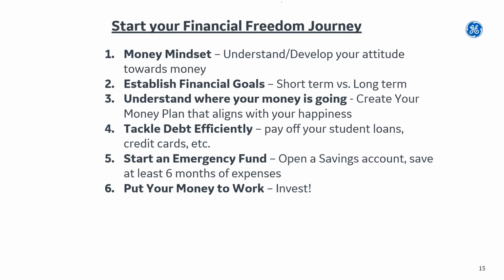And then start an emergency fund. So open a savings account and make sure you have at least 6 months of your expenses saved up, and then put your money to work. So invest, and it's pretty much a cycle. So you're going to invest, make more money, and just kind of do it all over again. Invest your money, and eventually you will have enough money to obtain all of the things that you value, whether it's vacation, that fancy car, or just simply being able to provide for your family. So yeah, investing is super important.